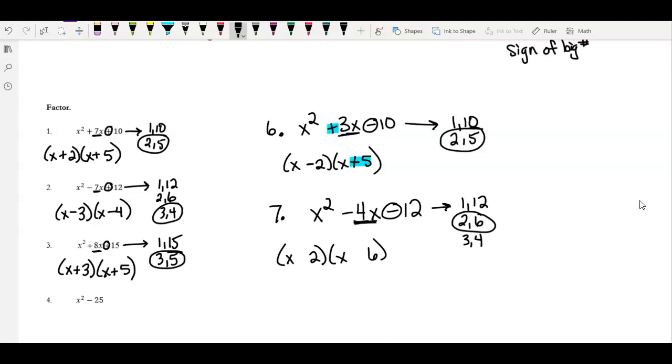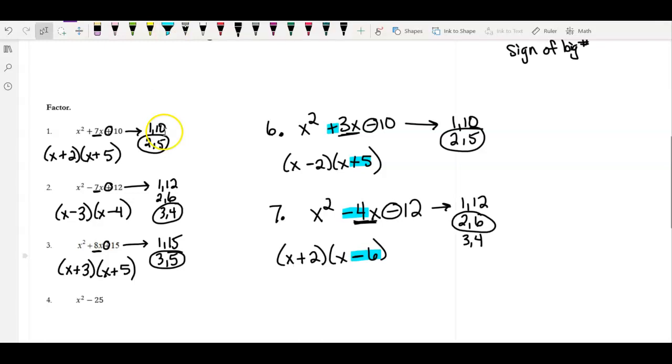And so now, remember, this is that rule. The middle number is the sign of the big number. So since the middle number is negative, the big number is negative. And you guys do know the order of these doesn't matter. So number 1 could have been x plus 5, then x plus 2. Number 2 could have been x minus 4, then x minus 3. Having them out of order doesn't matter. They just have to have the correct signs.